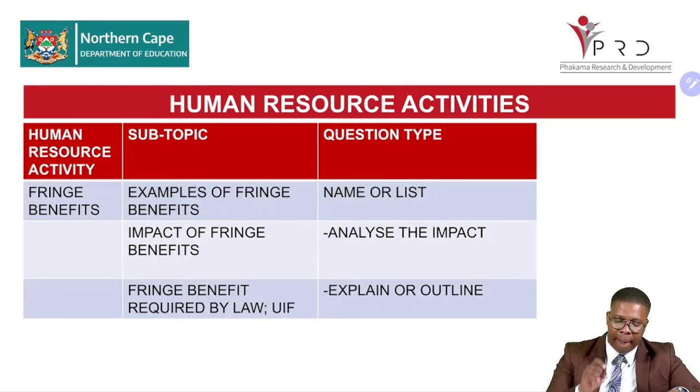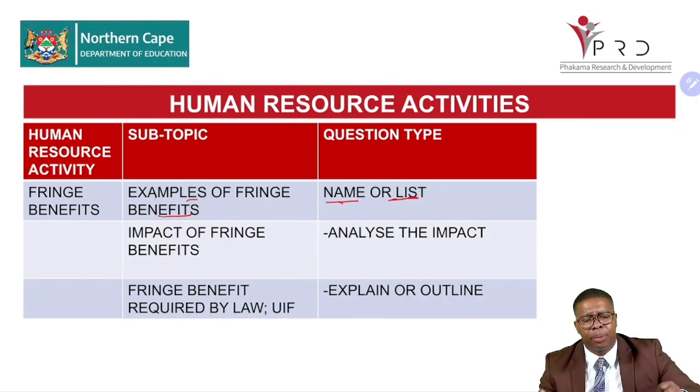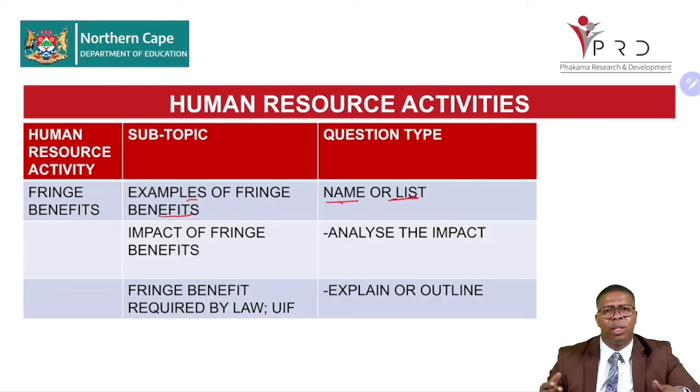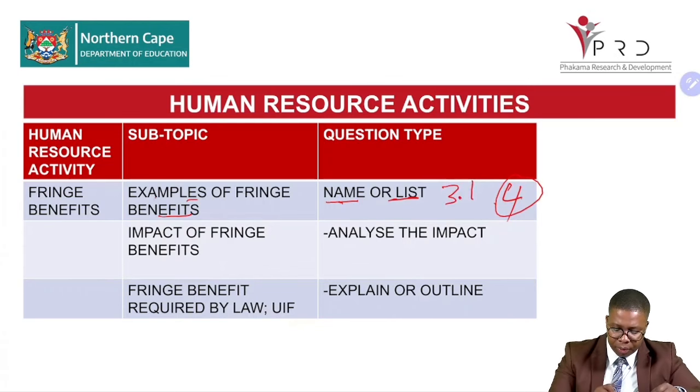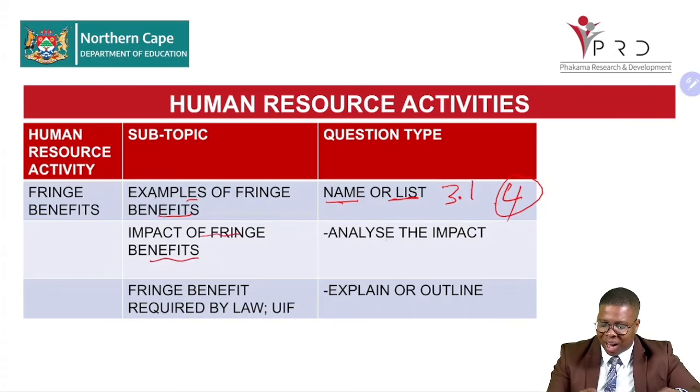Then the fringe benefits. You should know that the first one can be name. The question type can be name or list examples of fringe benefit: medical aid, pension fund, allowances. Be in a position to name. This is another 4 marks question which can require of you to name. So it's just your 3.1. Then another question you can have there is the impact of fringe benefit, whereby you analyze the impact. Here you're looking into the positives and the negatives.